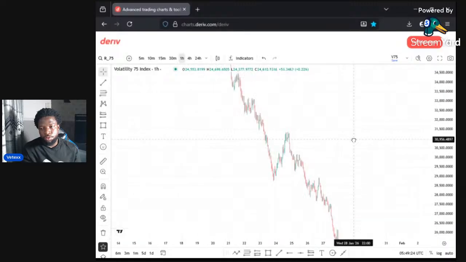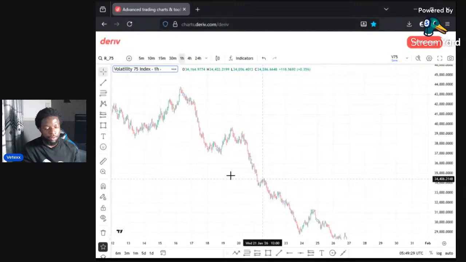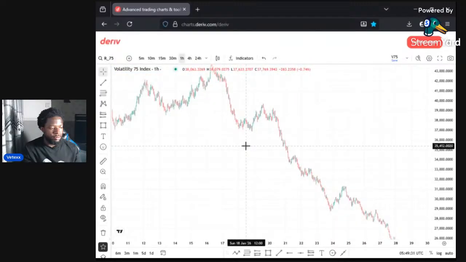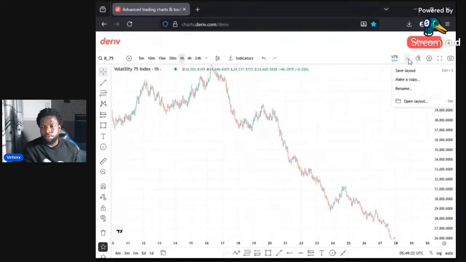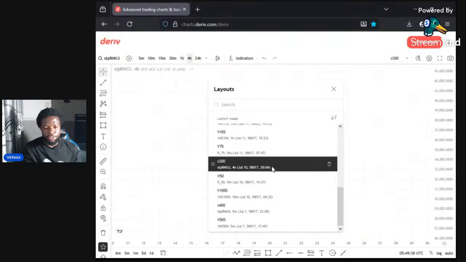Nothing here at the moment too. So we are going to be avoiding this pair at the moment. Price action has been crazy, so there's nothing happening on this pair right now. So let's check out the next one, which is Step 300.